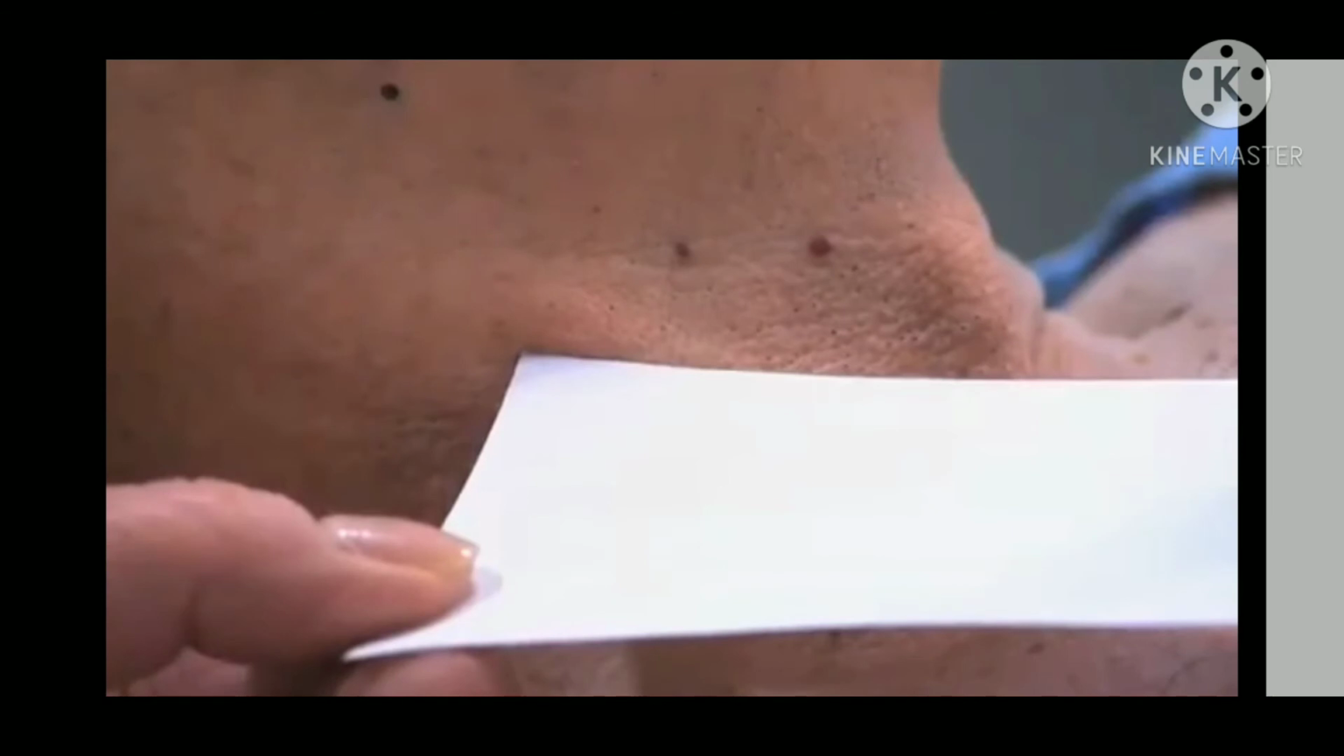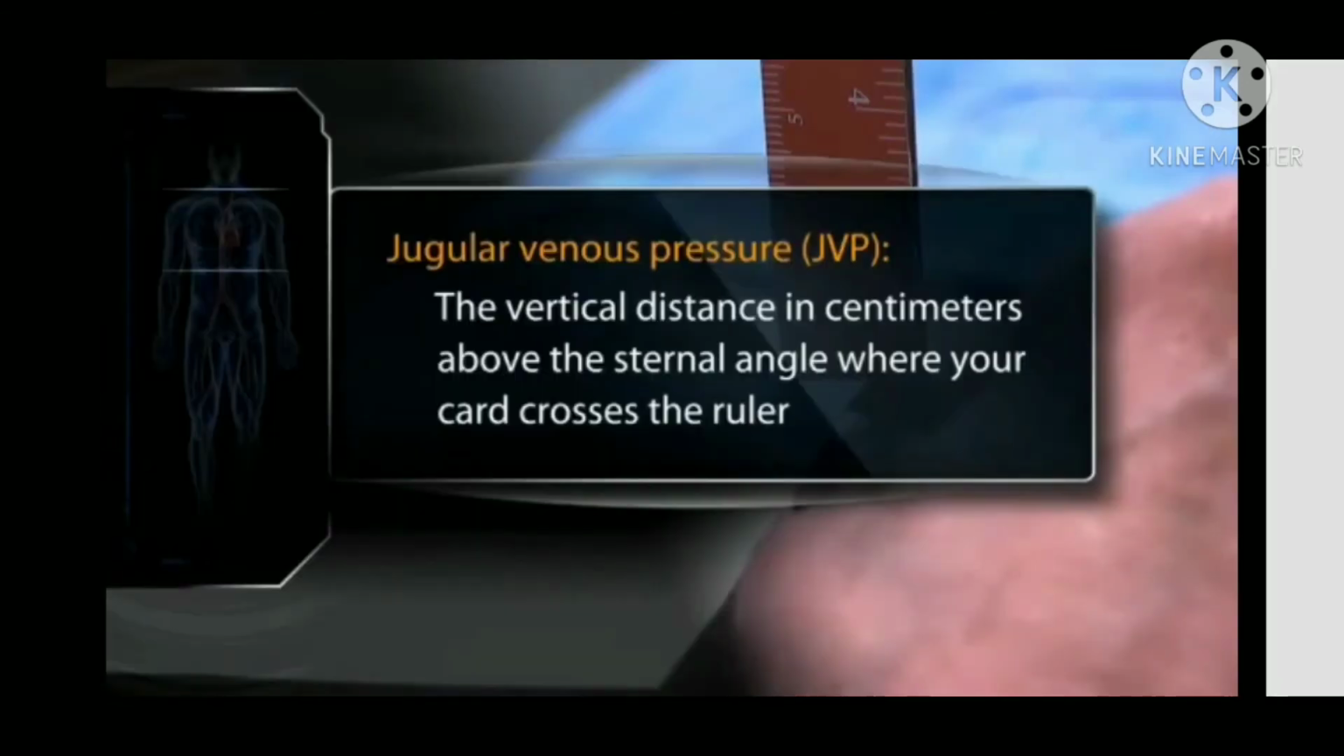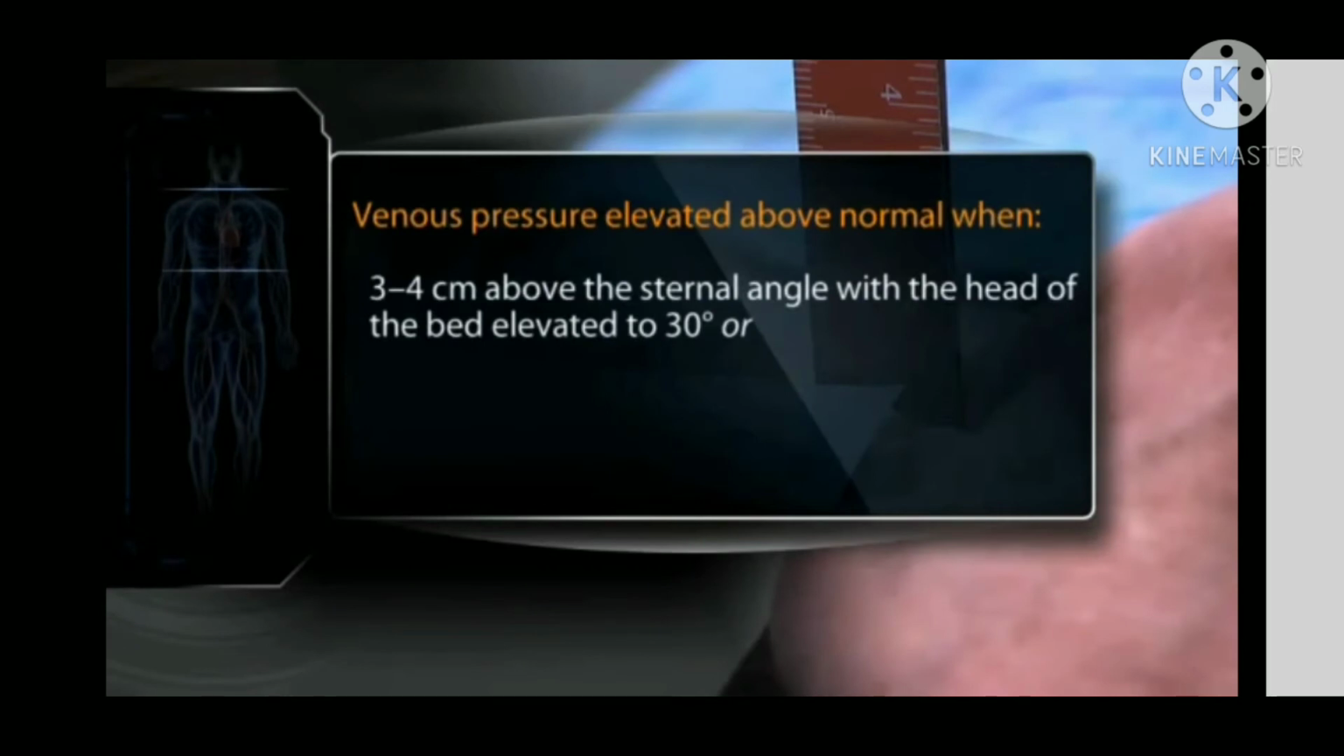In hypervolemic patients, JVP can be as high as the angle of the jaw. In hypovolemic patients, JVP may be below the sternal angle.